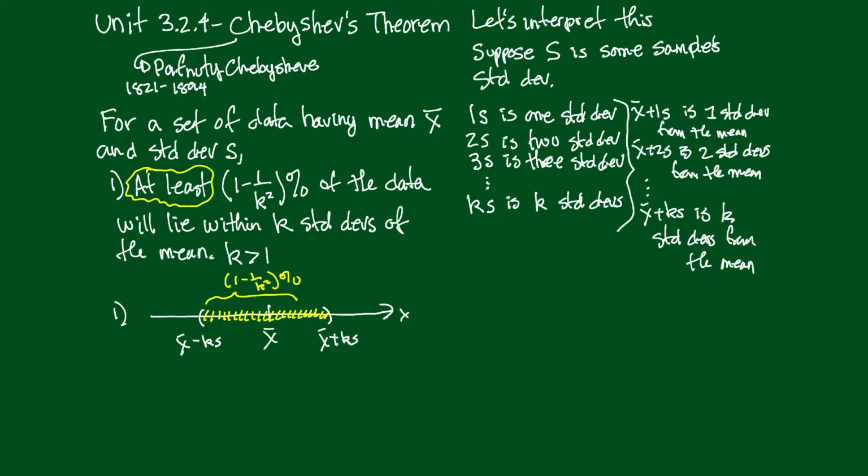Let's not do one for number 2. We're really not going to use the second part. Okay, so what I'm saying is that if I come over, pick some standard deviations, 4, if I come over 4 standard deviations to the right, 4 standard deviations to the left, how much data do I have in there? I'm going to have 1 minus 1 over 4 squared percent. Let's actually do this for some numbers.